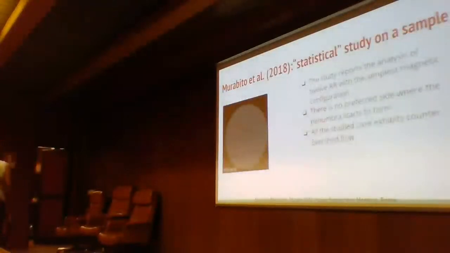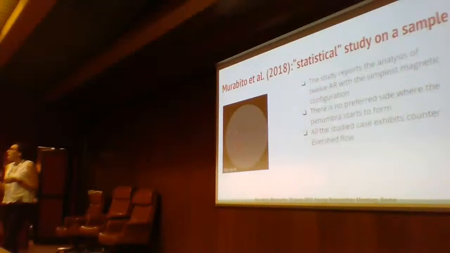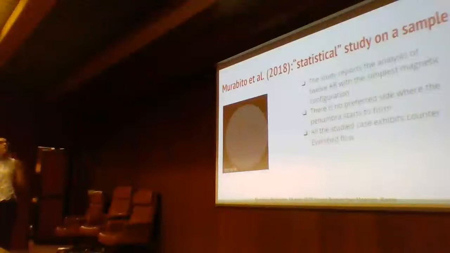Lastly, I made a statistical study on a sample. Okay, it's not the right word, statistical, because in physics statistical means a big data set, but for active regions, when you have to catch the right active region that is forming the penumbra as it passes through the solar surface, it's difficult to make a big sample. So I studied 12 active regions with the simplest magnetic configuration, and we found that there is no preferred area where the penumbra starts to form, and also all of the cases that we studied show this counter-reversed flow.